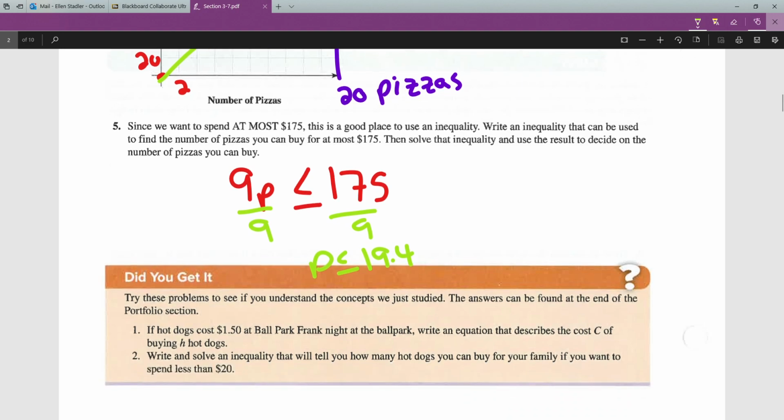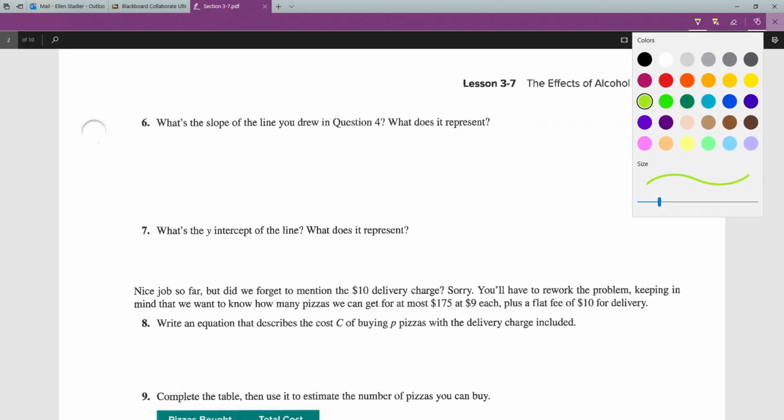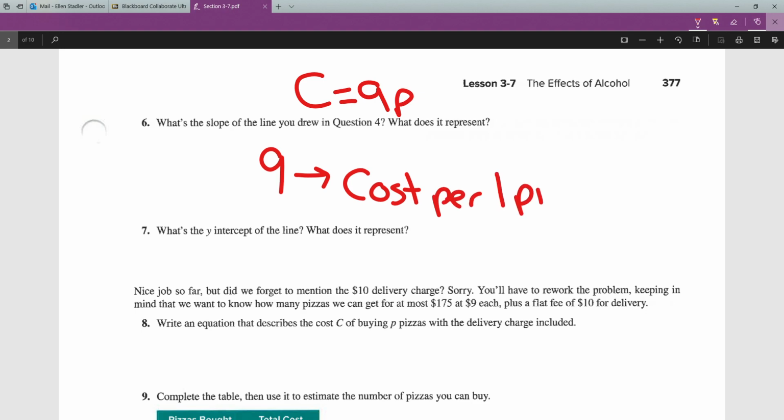Moving on to page 377. They do throw a twist in a minute, not yet. On the problems we were just doing, keeping in mind our equation was c equals 9p, just to have it written here so I can refer to it. Number 6 asks me, what is the slope of the line we drew? Well, the slope of the line is what? 9. What does that 9 represent in this real life problem? It represents the cost per what? Per one pizza.